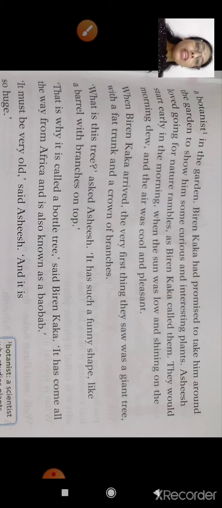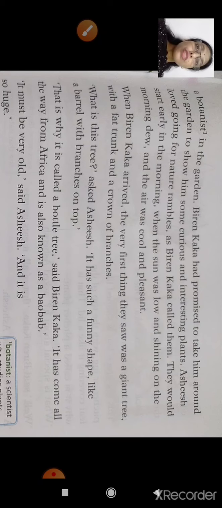Then what did Biren Kaka reply? That is why it is called a bottle tree. Yes. Why was it called a bottle tree? Because it was giving the appearance of a bottle. It has come all the way from Africa and is also known as baobab. Okay, where did this plant originally belong? The bottle tree belongs originally to Africa. It must be very old, said Ashish. And it is so huge.